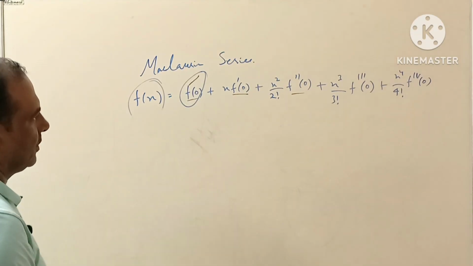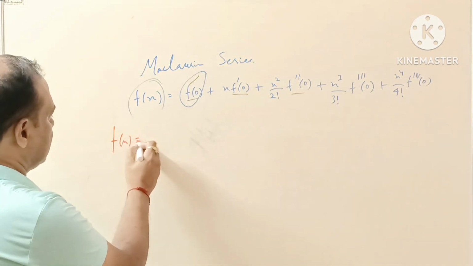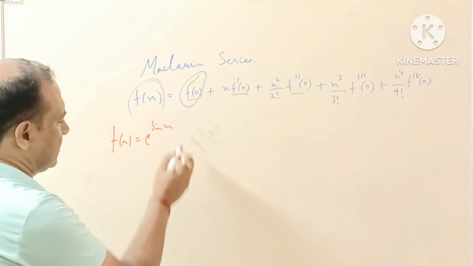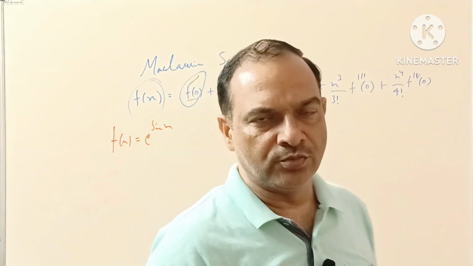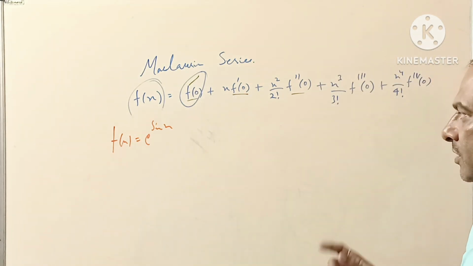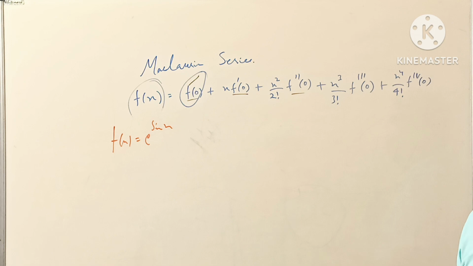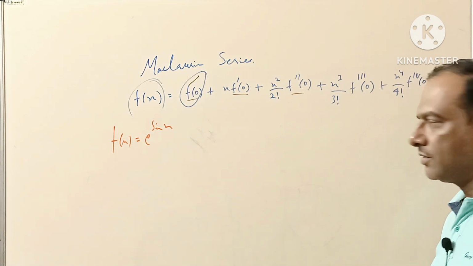Let's do one more question. You are having f(x) as e raised to the power sin x. This is the question. You have to convert this e raised to the power sin x into a polynomial with ascending powers of x. This is the Maclaurin series you are going with.